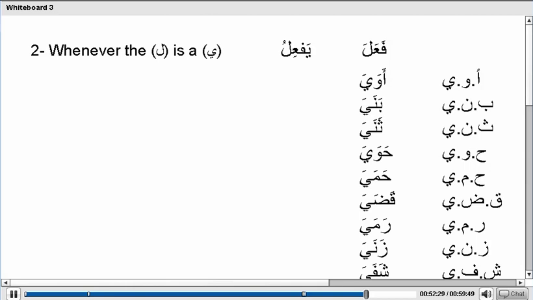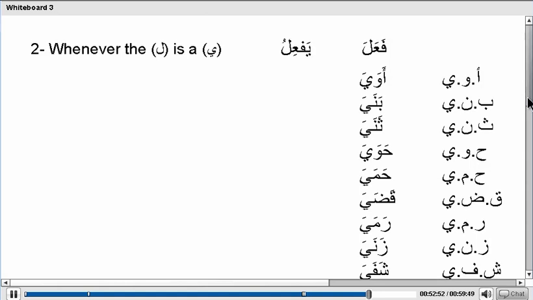So we're going to be ending up changing every ya to an alif because the principle applies. So instead of saying awaya, what are we going to say? Awa, awa, awa, awa.